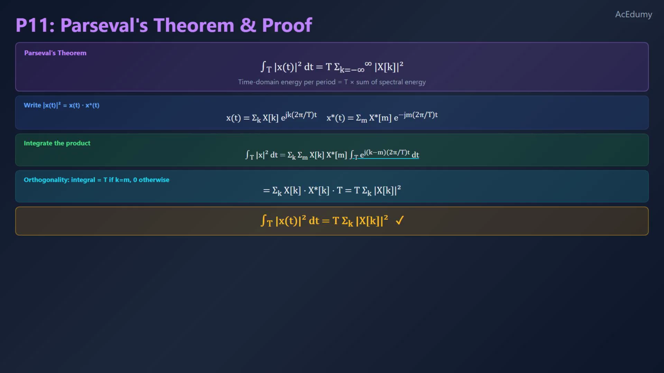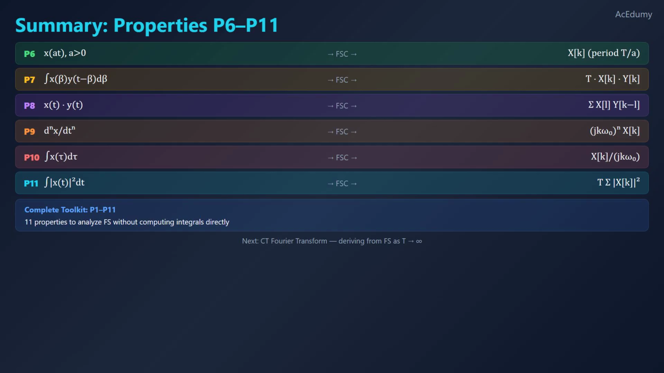Integrating the product over one period, we get the double sum over k and m of x of k times x star of m times the integral of e to the j times k minus m times 2 pi over T times t dt. By orthogonality, the integral equals T when k equals m and 0 otherwise. This leaves the sum over k of x of k times x star of k times T, which equals T times the sum of the absolute value of x of k squared. This proves Parseval's theorem.